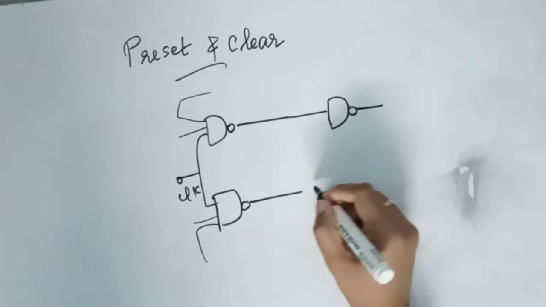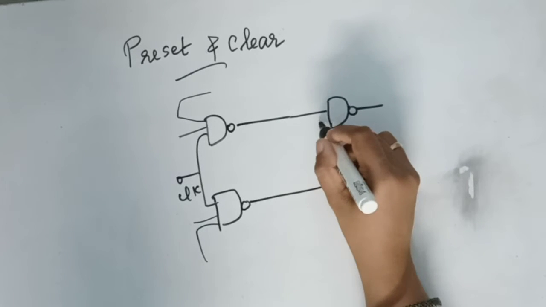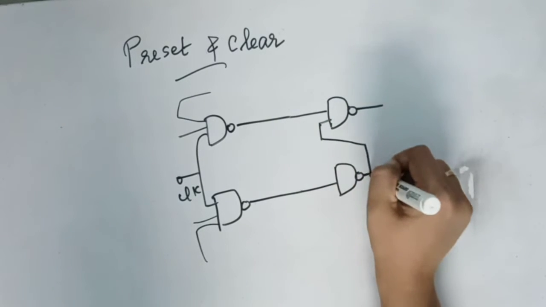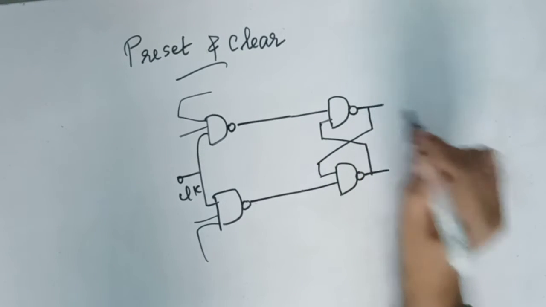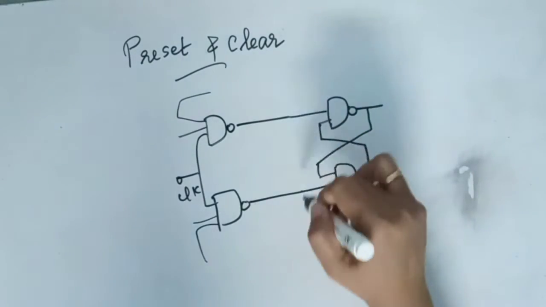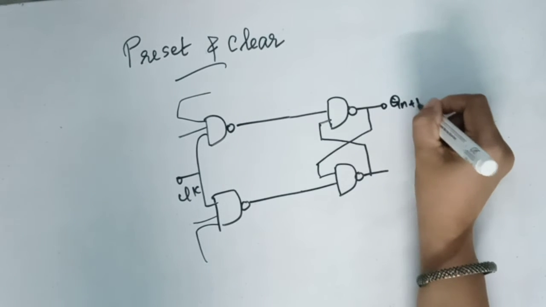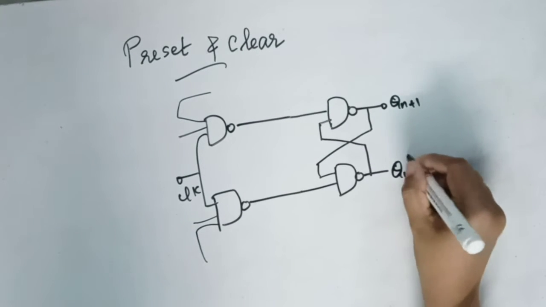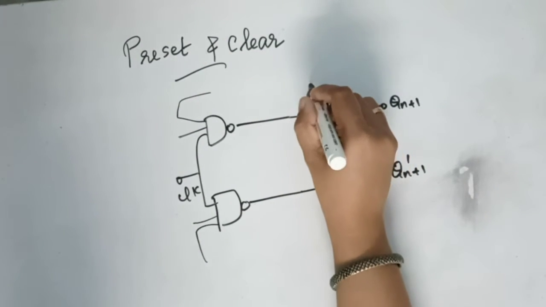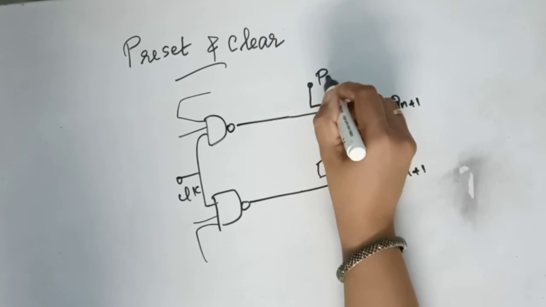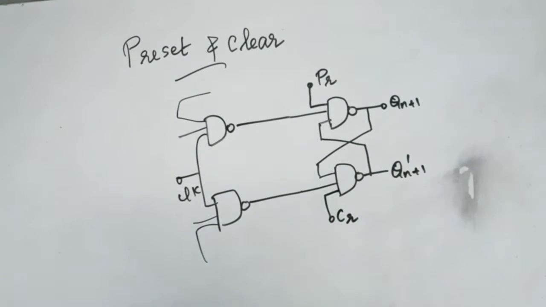Here you have a latch. I'm thinking about only this particular portion. The first portion can be anything, whichever flip flop it is. So this is my latch section of the flip flop. This is my Qn+1 and this is my Qn+1 bar, right? If I have another input here, this is called the preset and this is called the clear. It is represented with PR and CR.